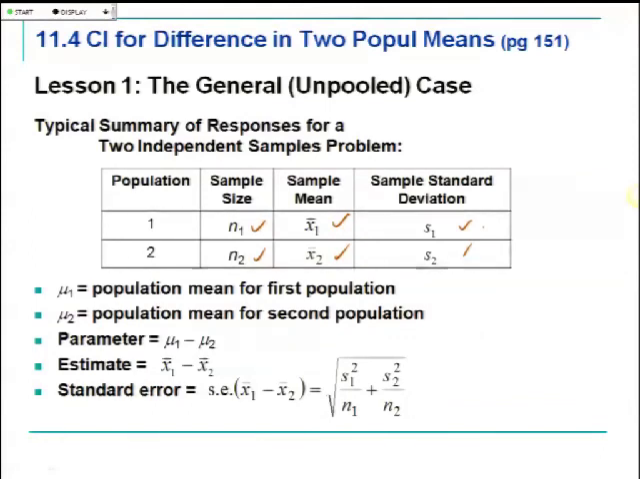Homework 6, you have 1 question, 5 pairs of mother-daughter measurements that you have to actually calculate the 5 differences and calculate the D bar and the S sub D, but you can do that on a homework.